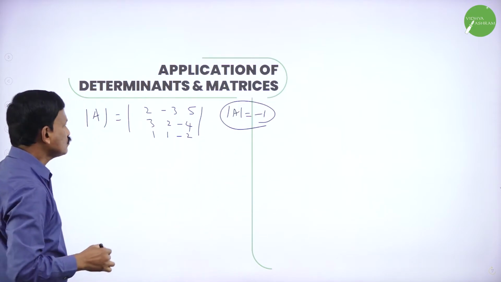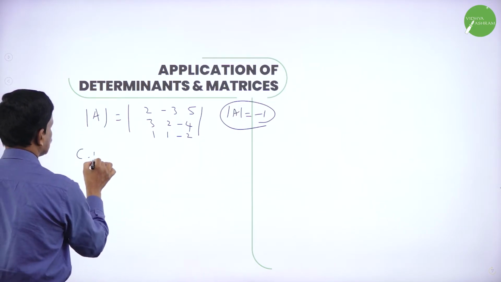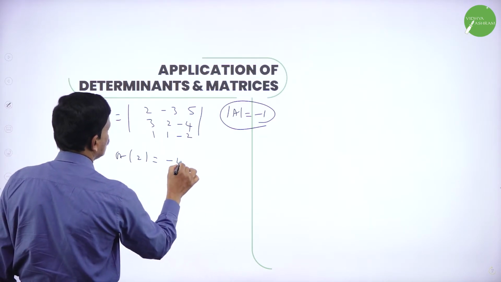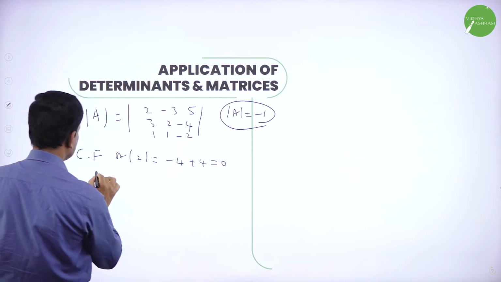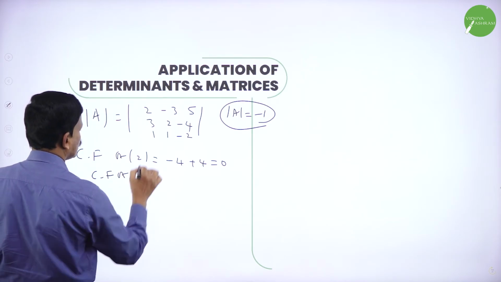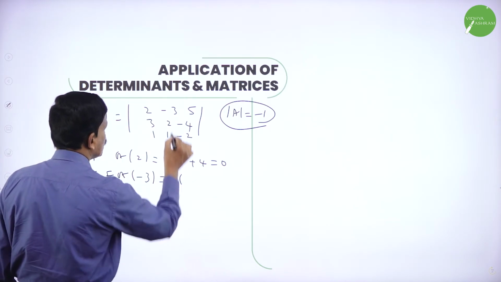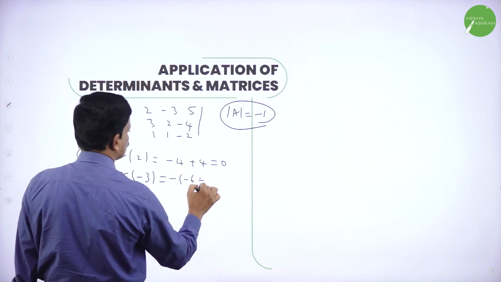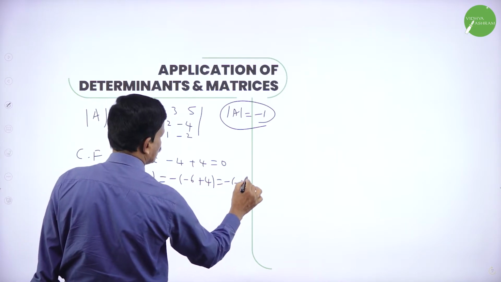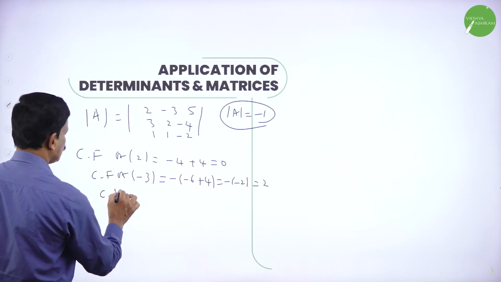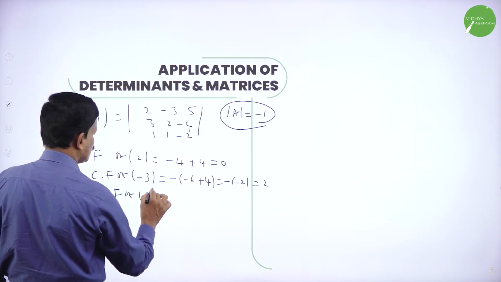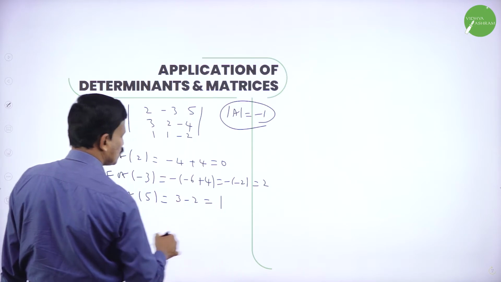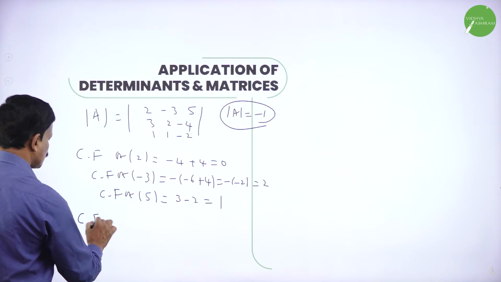Now just find out the cofactors. Cofactor of 2 is equal to, delete the row and column containing this, minus 4 minus into minus plus 4, it is 0. Similarly, cofactor of minus 3 has a negative sign. This row and column is gone. 3 2s are 6, minus into minus plus 4. This is minus of minus 2, which is plus 2. Again, cofactor of 5 is equal to, this row and column is gone, 3 1s are 3, minus 2, that is equal to 1. First row finished. Come to the second row.